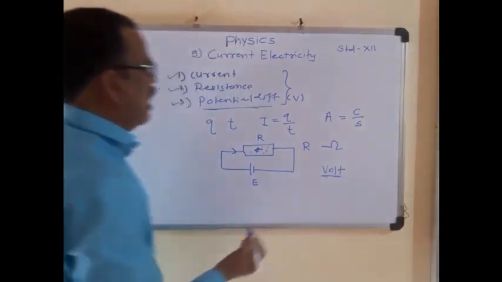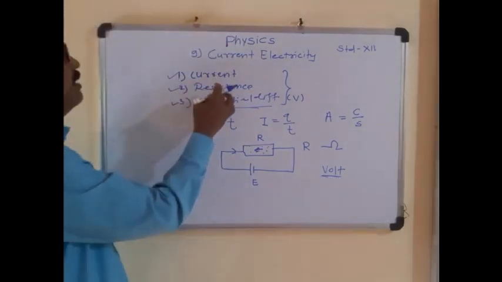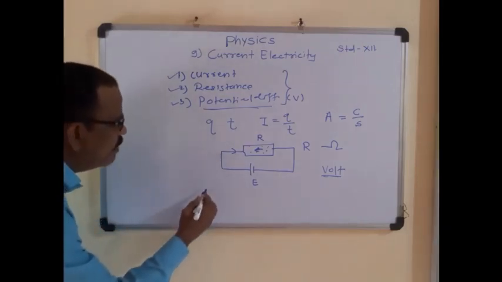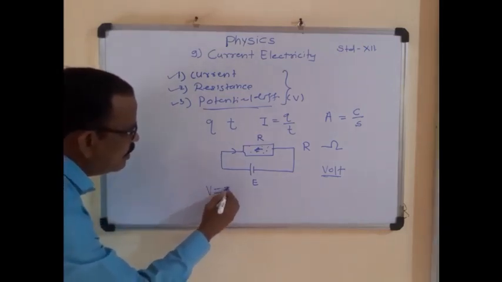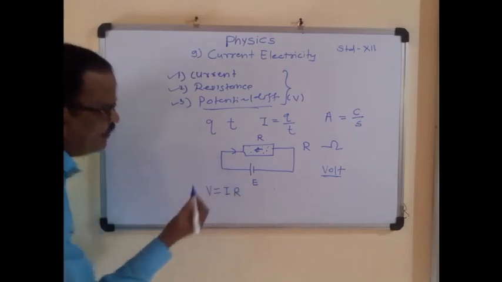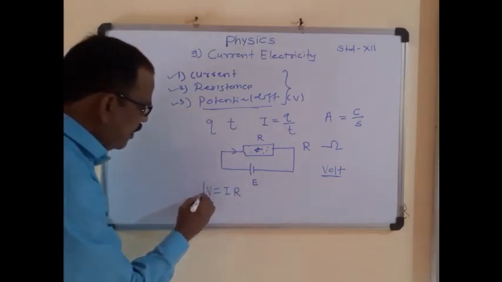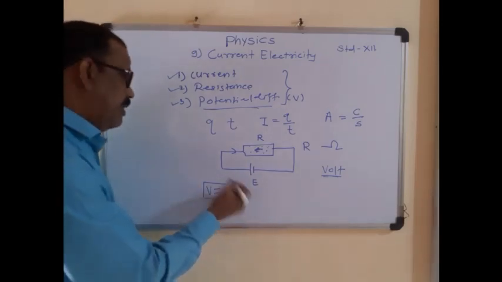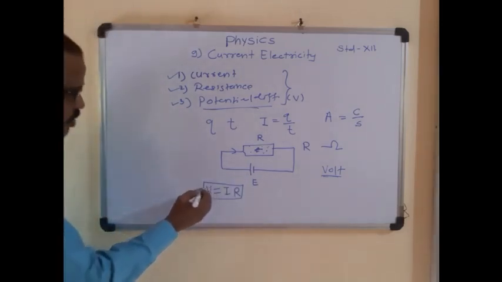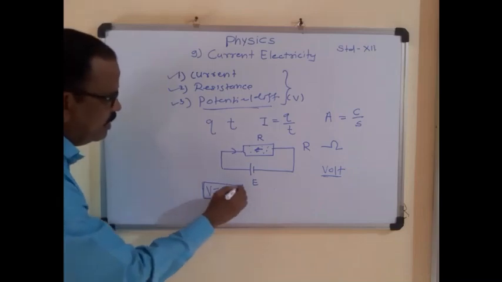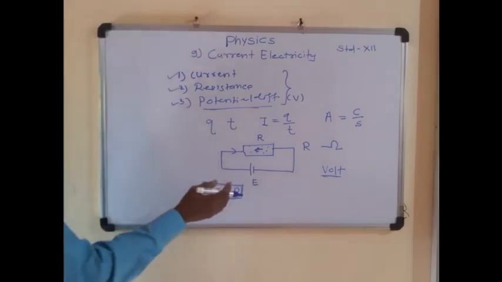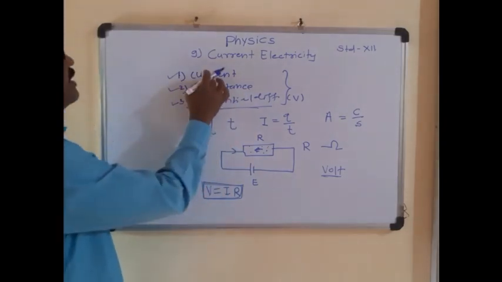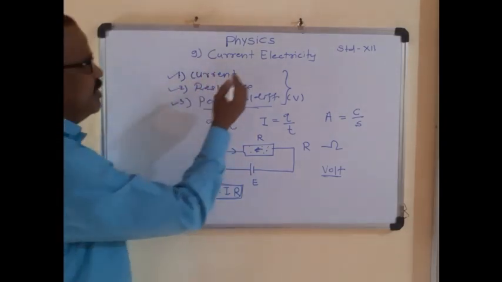This is the basic idea about current, resistance and potential difference. The relation between them is V equals I into R. With the help of this formula, we can determine the voltage, current and resistance. Also, this relation is called Ohm's law. This is the basic idea about all these three quantities: current, resistance and potential difference.